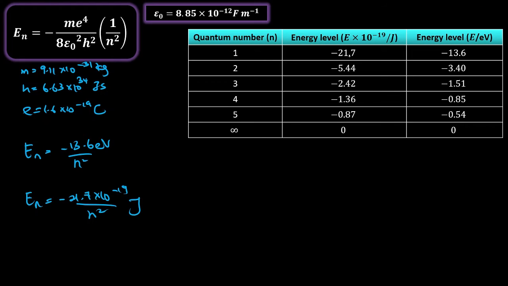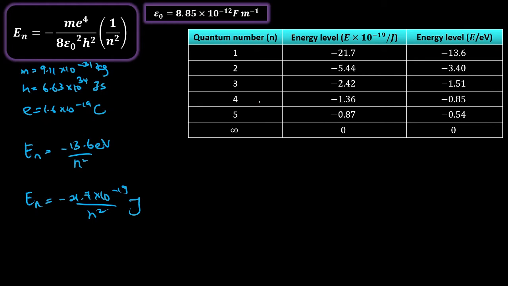This one is negative 21.7 times 10 to the power negative 19 joule for quantum number 1, which is negative 13.6 eV. And then if you increase the quantum number, n equal to 2 gives negative 5.44 times 10 to the power negative 19 joule, and also negative 3.40 electron volts.